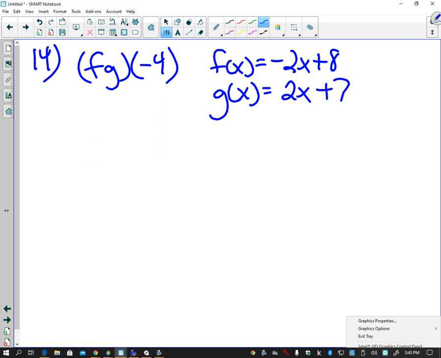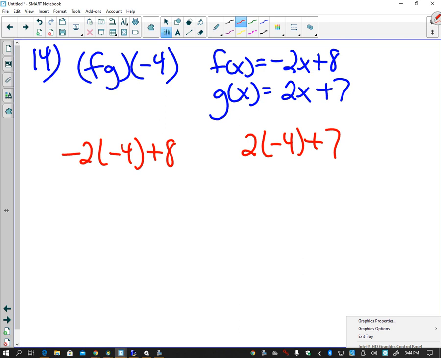Okay, so there's a couple different ways to do this. We can plug in negative 4 for x in both equations first, then multiply, or we can multiply them, then plug in negative 4 for x. I prefer to go ahead and plug it in at the beginning. So we have negative 2 times negative 4 plus 8, and we have 2 times negative 4 plus 7. And then we'll multiply those solutions. So follow order of operations.